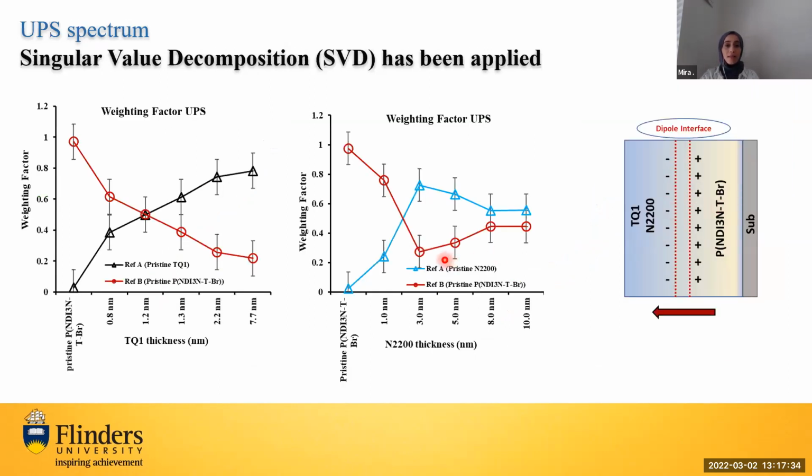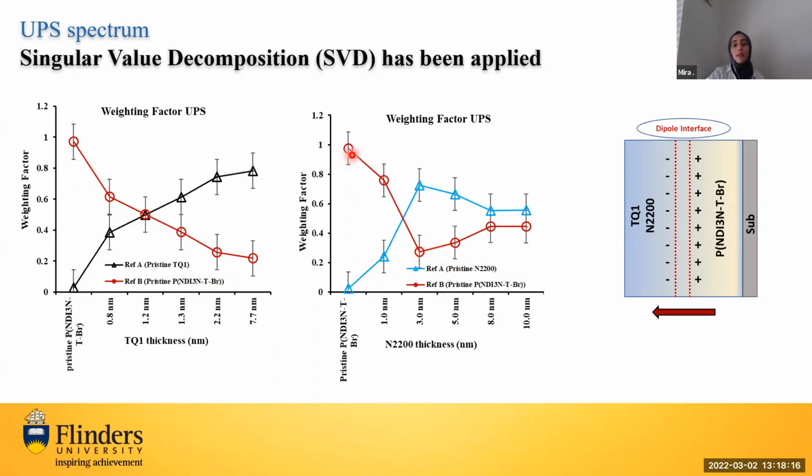So for the weighting factor, we also found the weighting factor for the two components, A and B, which represent the surface of the sample. We found that the pristine P11 shows a decrease when we increase the amount of TQ1 on top of P11, and also here we can see the TQ1 increase by increasing its thickness. Same observation we found here for N2200.